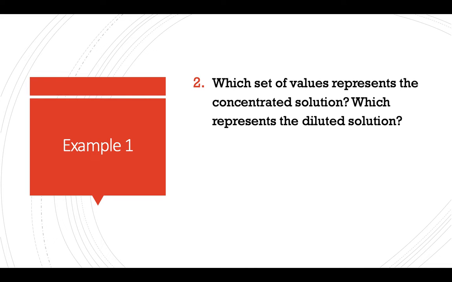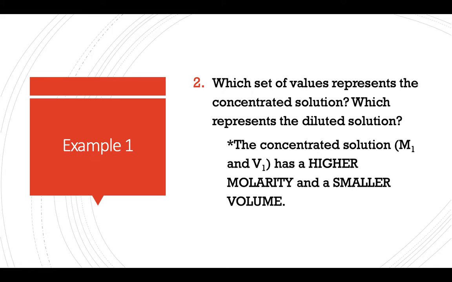We need to figure out what each of those values is going to represent in the equation. Which set of values represents the concentrated or stock solution, and which set of values represents the diluted solution. So there's a way that you guys can identify it pretty easily. We know that we're diluting it, which means we're decreasing the molarity. So the higher molarity should be your concentrated molarity. That's going to be M1.